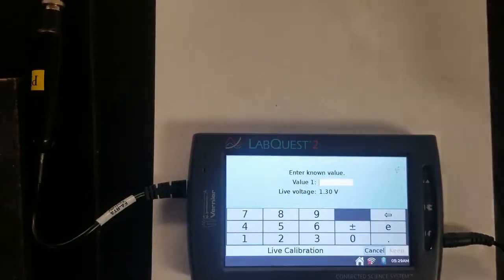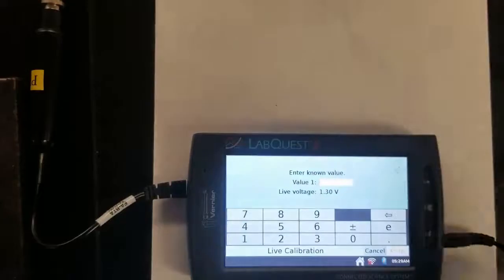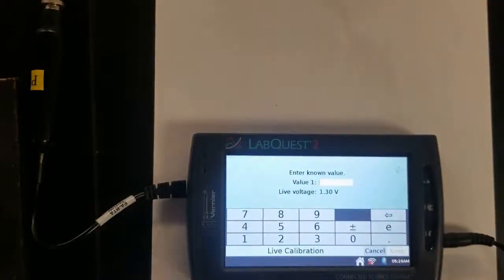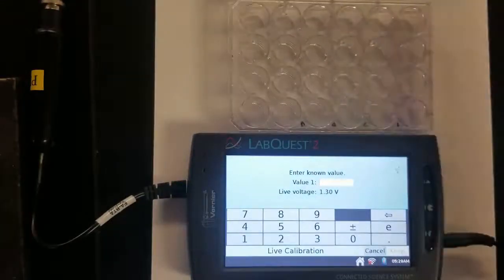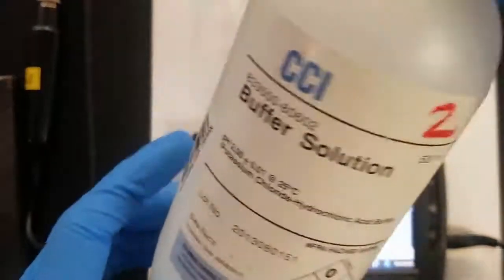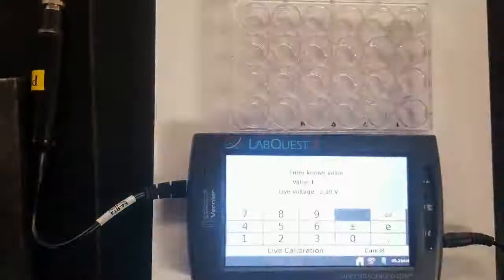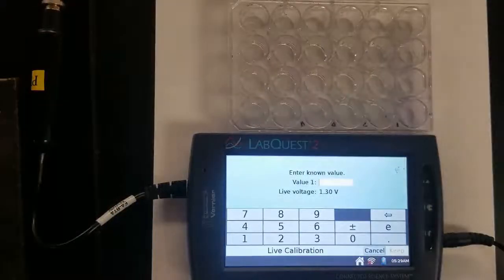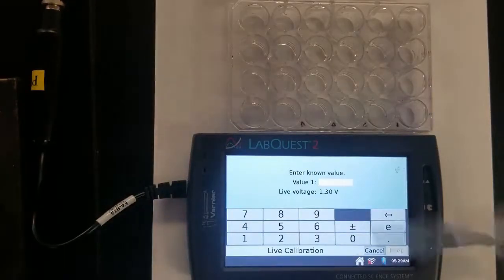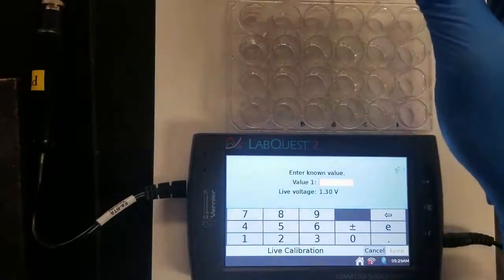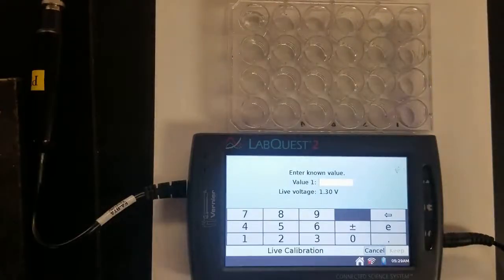And so what I want to do is take one of these well plates and then put a known buffer solution in it. So first I'm going to use buffer solution 2. And so I know this is pH of 2, and so I'm going to put that in there. It's going to read a voltage, and then I'm going to tell it whenever you read this voltage, that means 2. So put some in this well plate. You just need to cover the bottom disc of the electrode. So you don't need much.